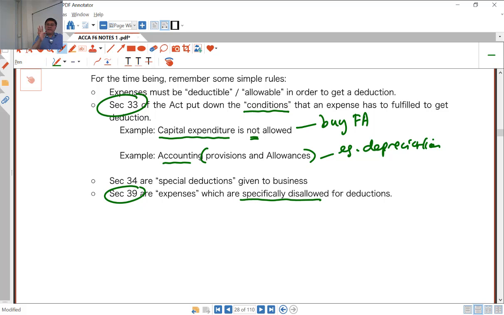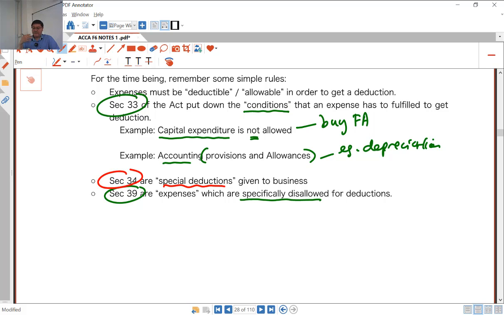And the law also provides some expenses that are specifically disallowed. They purposely tell you cannot claim. They just don't want you to claim. For example, entertainment has a list of things that they don't allow you to claim. They don't want you to claim all that. But they also have expenses that they specifically give to you because they want to encourage you to spend it.